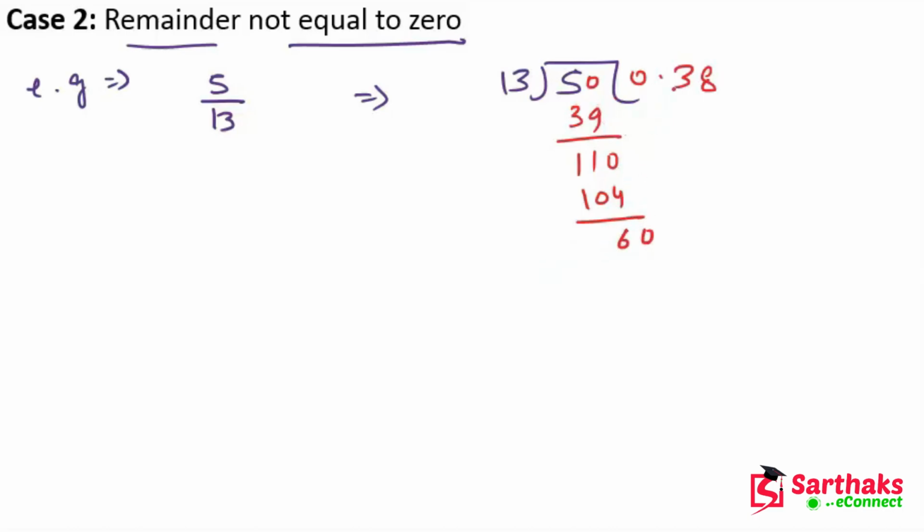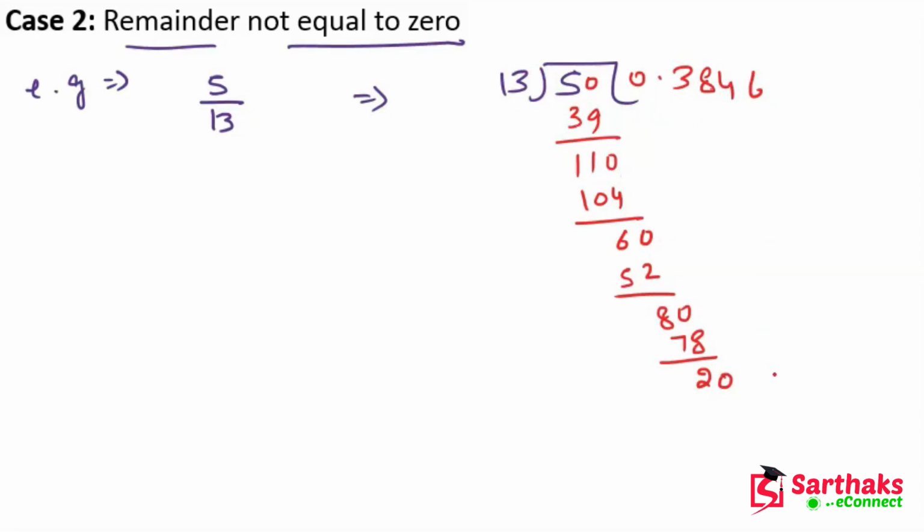Now again 13 4s are 52. 13 4s are 52. So my dear friends, we get 8 here. There is 0. Now 13 6s are 78. So we get 2. Okay, now here is 0.